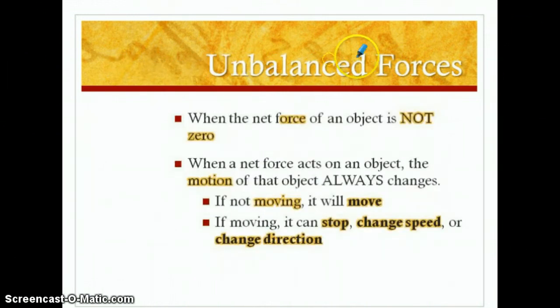Unbalanced force. Let's go ahead and highlight that. An unbalanced force is when the net force of an object is not zero. When a net force acts on an object, the motion of that object always changes. So let's go ahead and highlight that sentence, force changes the motion of an object, on your notes. So if the object is moving or not moving, it will move. If the object is moving, it'll either stop, change speed, or change direction.